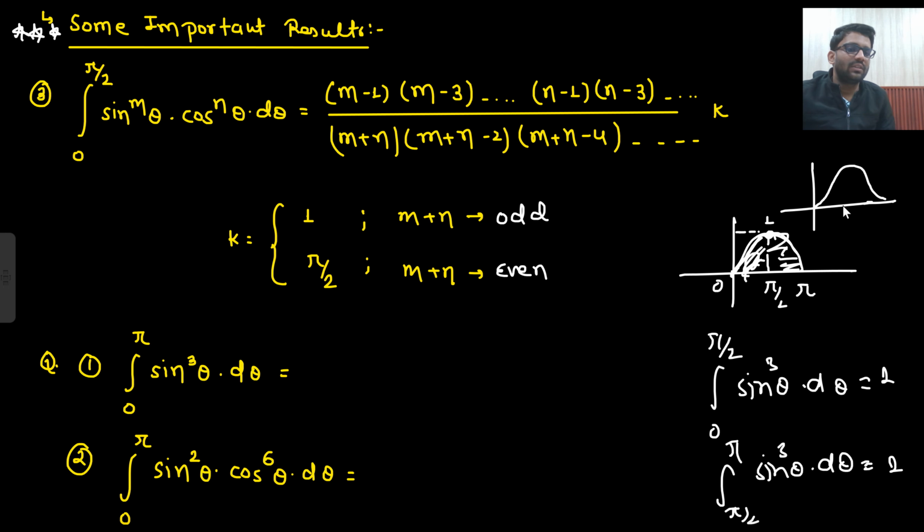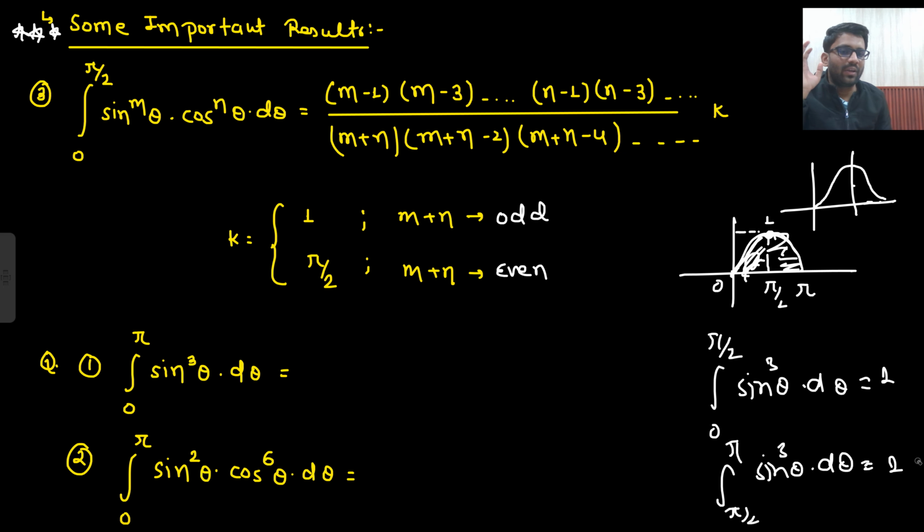I don't know how the graph will look. But certainly from 0 to pi by 2, whatever you get, from pi by 2 to pi, the same thing you will get. Are you getting this point? Just think of the graph. Don't remember any properties. I am not writing down any properties. Just think of the graph.